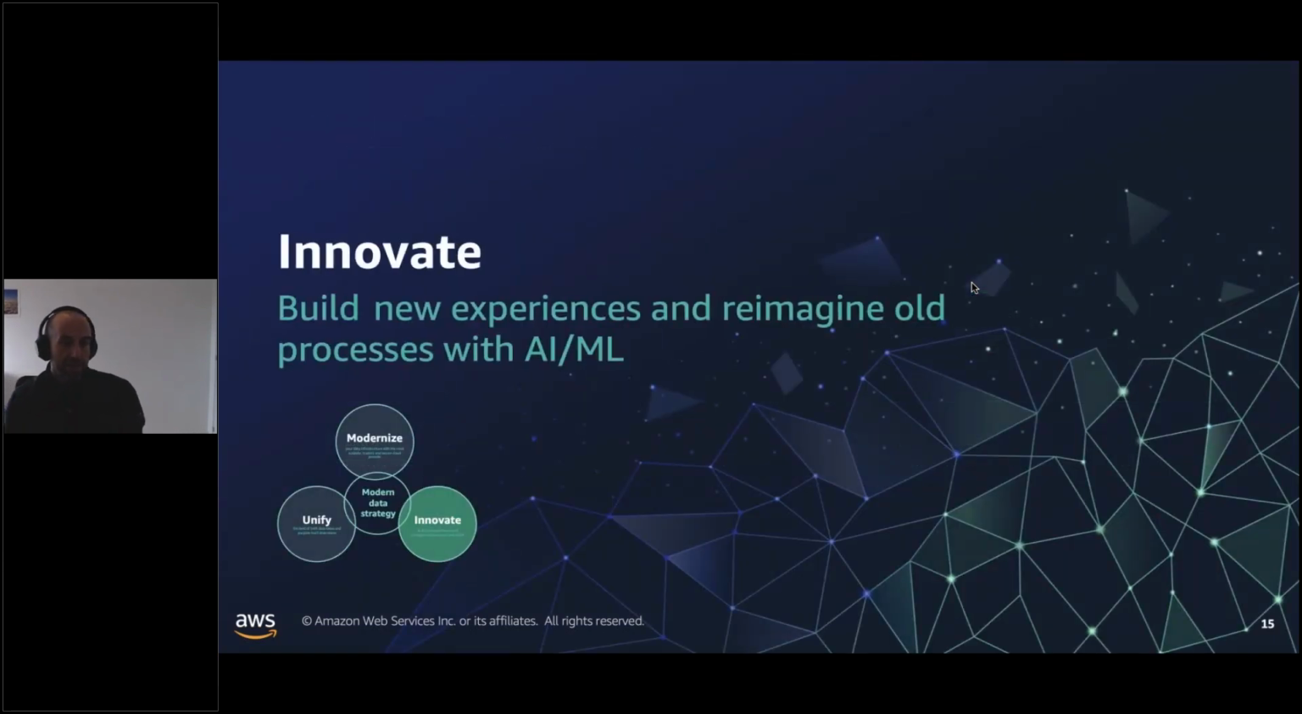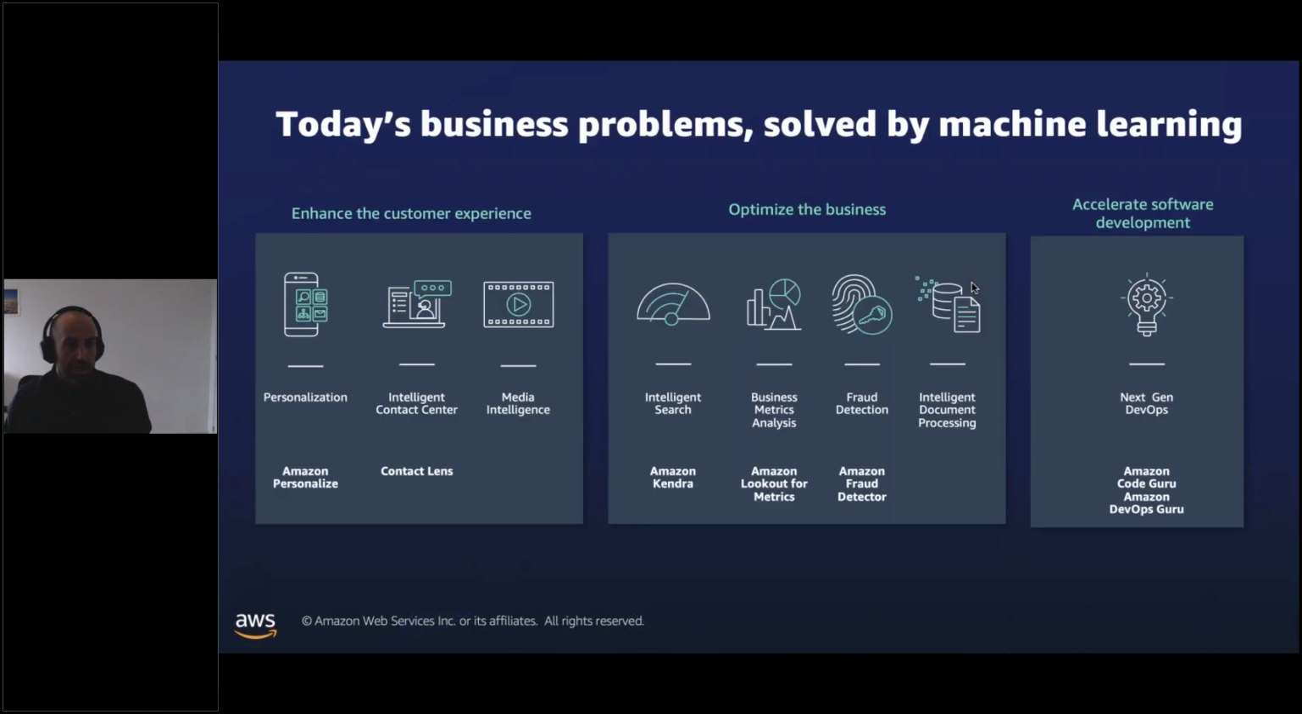The last point of how we approach the modern data strategy is innovation. For that, the idea is to build in experiences and reimagine all processes with artificial intelligence and machine learning. I just put here some examples of some of the services that you can use. We provide different levels of services. We provide tools to build your own, but also high-level artificial intelligence services that you could use.